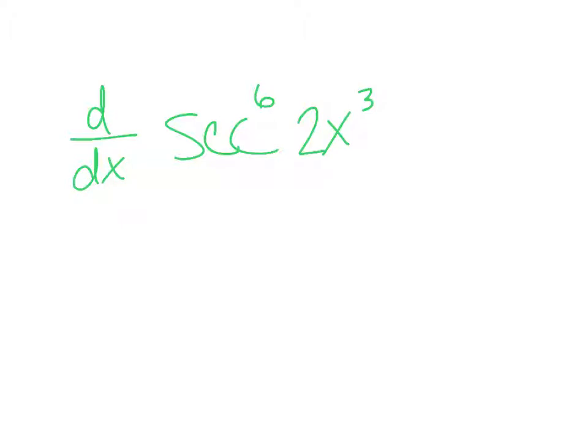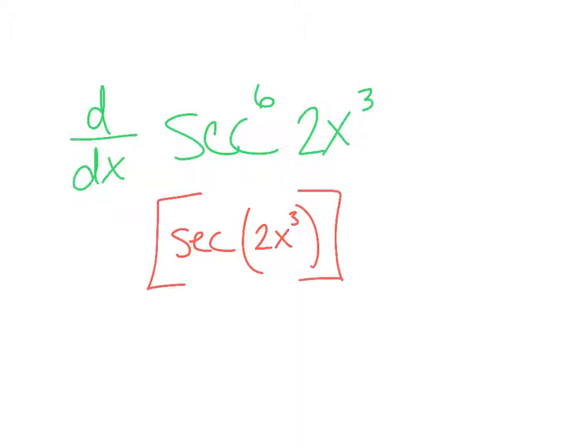All right, we've made it to our last example. And again, I want to practice saying it out loud and rewriting it. This is the secant to the sixth of 2x cubed. So again, let's rewrite it. So this is really the secant of 2x cubed, and it's all of that raised to the sixth. So step 1 is to rewrite.